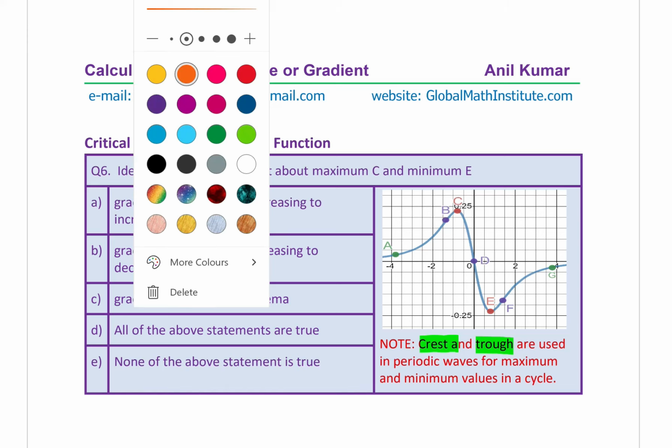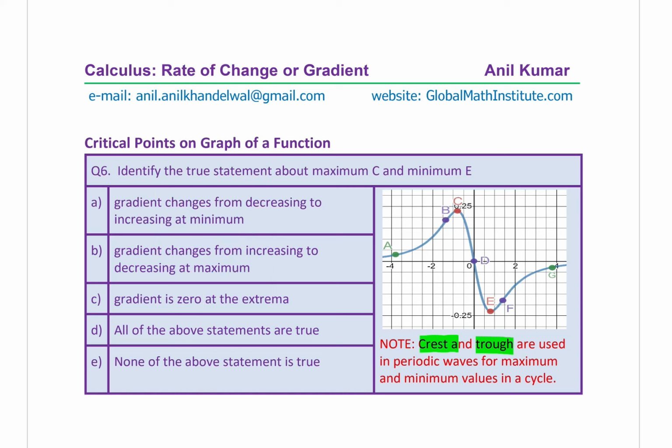Now, the question here is: identify the true statement about maximum C and minimum E. First, A. Gradient changes from decreasing to increasing at minimum. So gradient changes from decreasing to increasing, that is correct. Gradient changes from increasing to decreasing at maximum. So from increasing to decreasing, that is also correct, right? So it changes from increasing to decreasing, you have a maximum, that is correct. Gradient is zero. If I draw a slope tangent here, it will have a slope of 0. That is also correct. So we notice that all the three statements mentioned here are true, and therefore the best option is D itself, which is all the above statements are true.